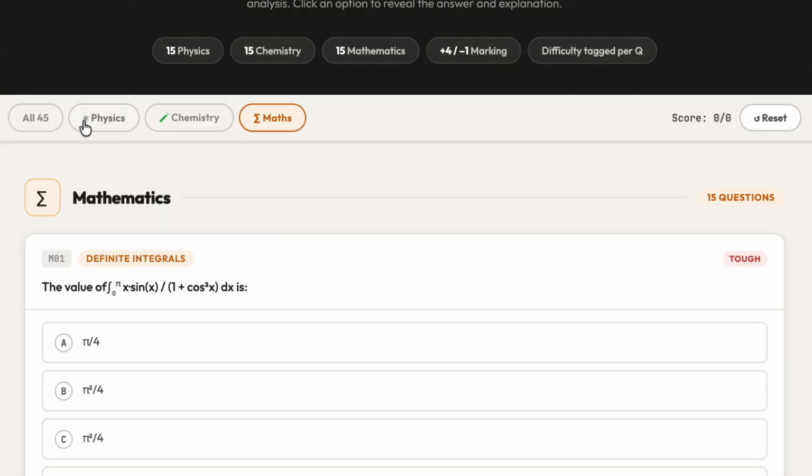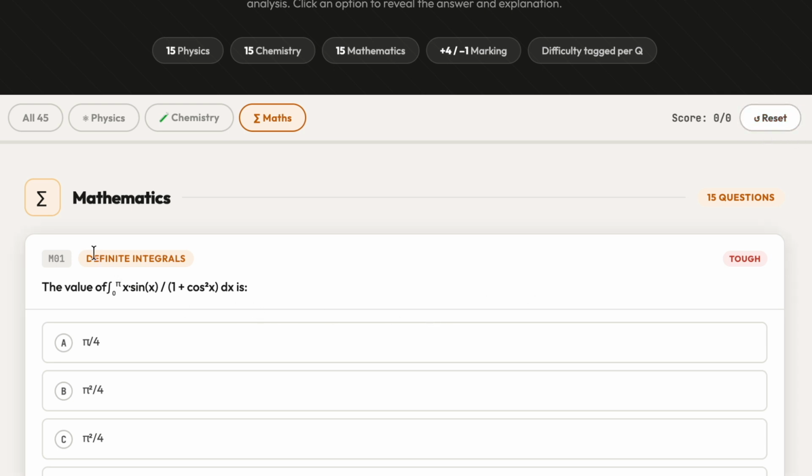Also, if you see on the top, we have divided it subject-wise: physics, chemistry and mathematics. Whichever section you want to practice right now, you can select and start your practice. Also, after answering all the questions, if you want to reset and practice again, there is a reset button over here which you can click.